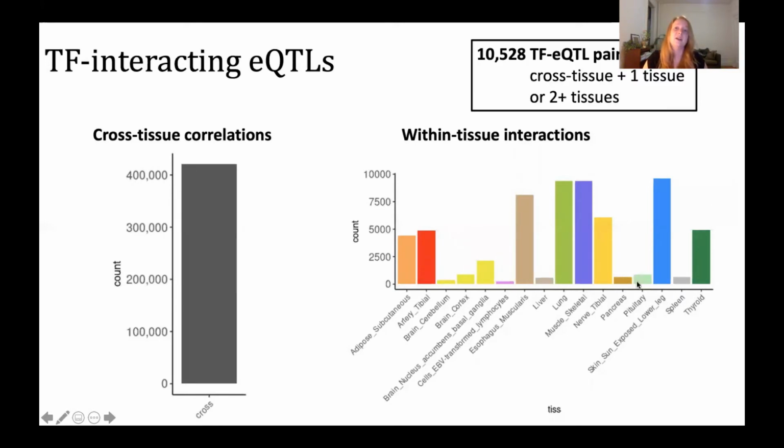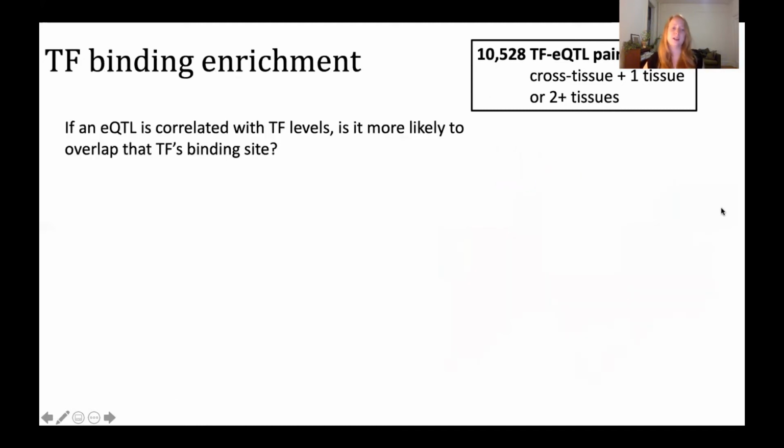Next, we asked, how do these two data sets relate? And we found that we have about 10,000 transcription factor eQTL pairs that have at least two lines of evidence that that transcription factor interacts with that eQTL. So next we asked, for these eQTLs that are correlated with transcription factor levels, are those eQTLs more likely to overlap that transcription factor's binding site?